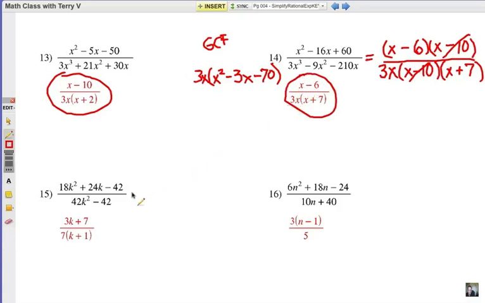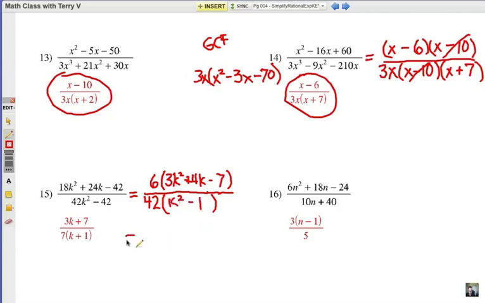Alright, 15 and 16, hopefully you've already tried these. You're going to go ahead and find a GCF factor, which is a 6 on the top and a 42 on the bottom. So what does that leave inside our parentheses groups here? Well, 3k squared plus 4k minus 7. And on the bottom, it would be k squared minus 1.